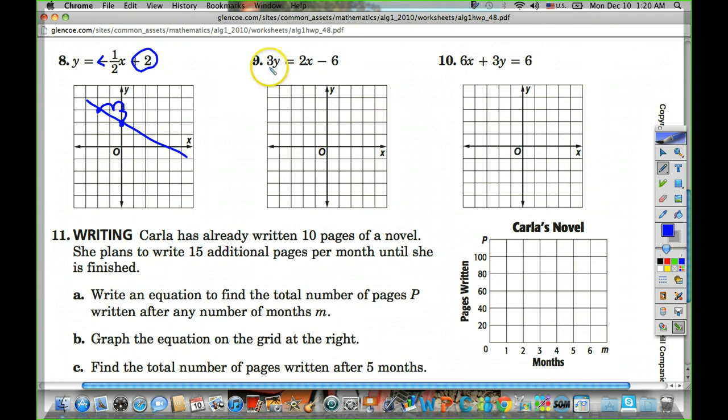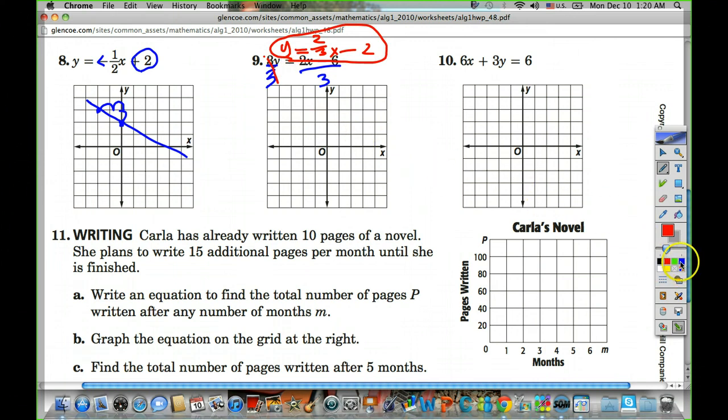Okay. When it's not in y-intercept form, all you have to do is make it into y-intercept form. So right now it's not y equals, it's 3y equals. So let's get rid of the y by dividing by 3 on each side. And when you do that, you have an equation y equals 2/3 x minus 6 divided by 3 is 2. So now we have this equation to graph.